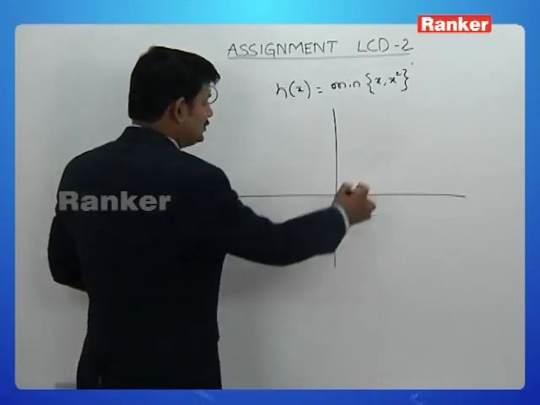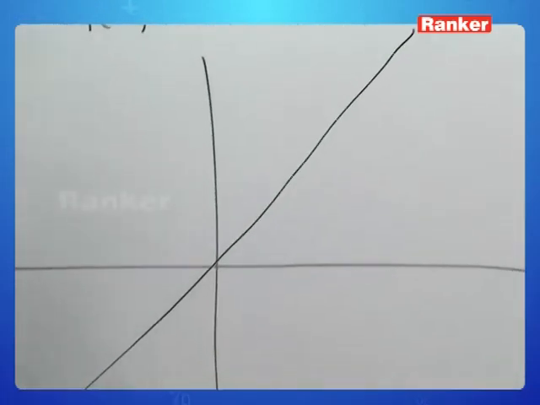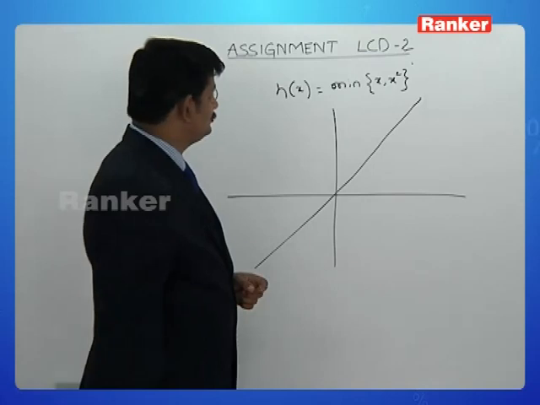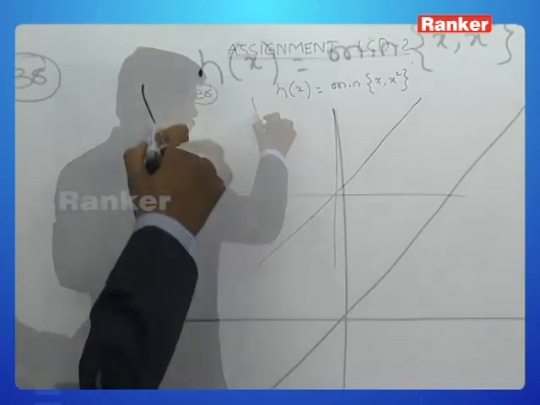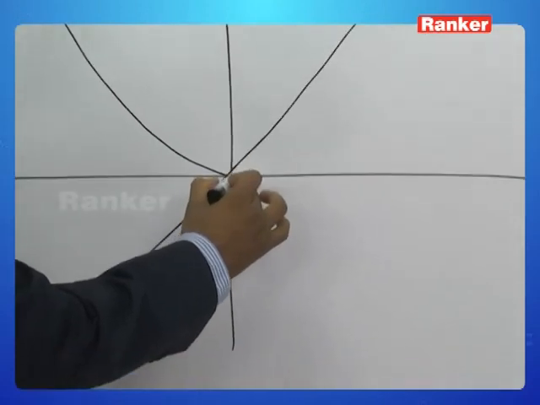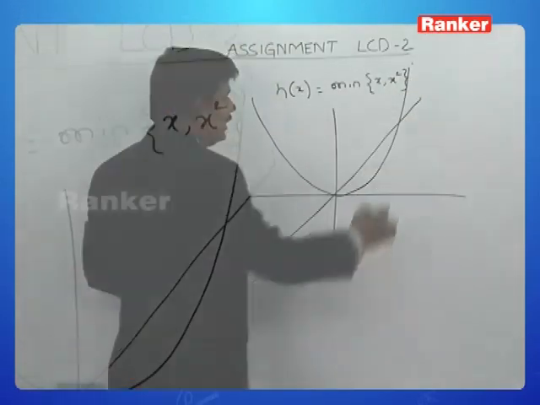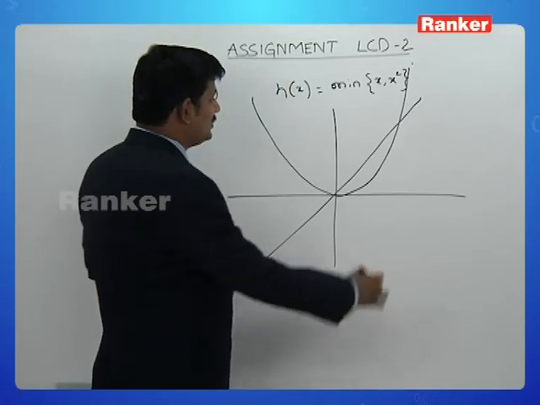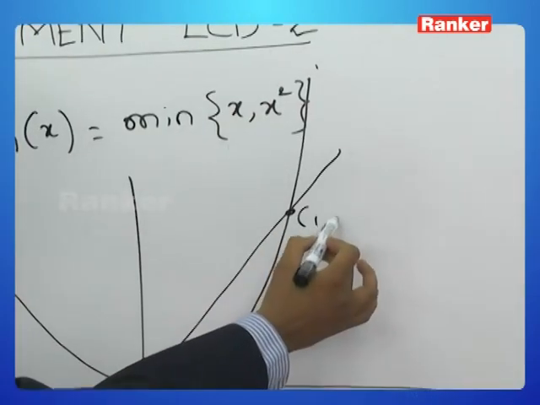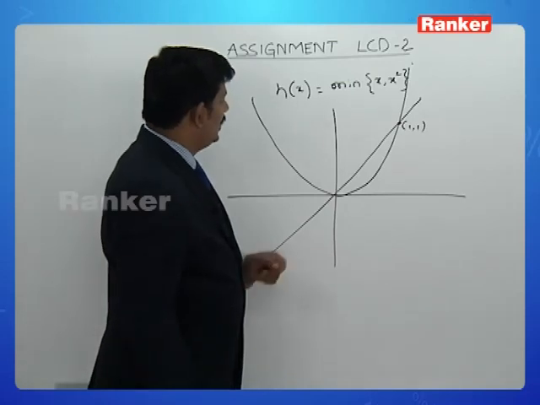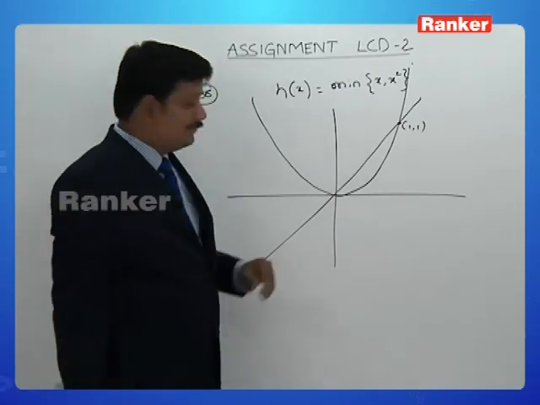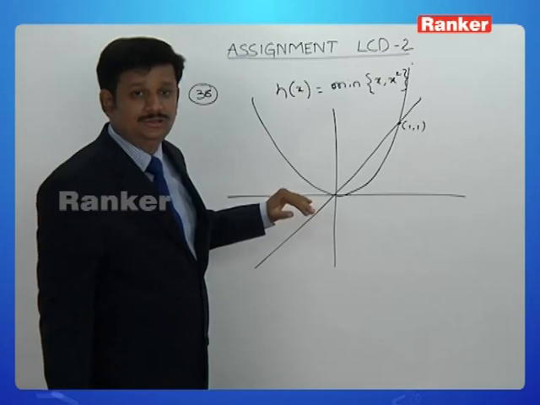So, draw the graph of x. It is a straight line passing through origin and having slope 1. X square, quadratic, parabolic in nature, vertex at origin. X and x square intersect each other at the point 1 comma 1. Now we have to see which one is minimum among the two. The one which is below will be minimum among the two.